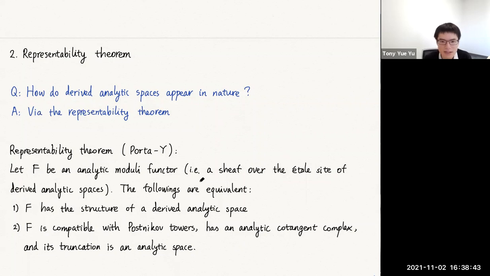In other words, a sheaf over the site of derived analytic spaces. Then the following are equivalent. First, F has the structure of a derived analytic space. And second, F is compatible with Postnikov towers, has an analytic cotangent complex, and its truncation is a classical analytic space.